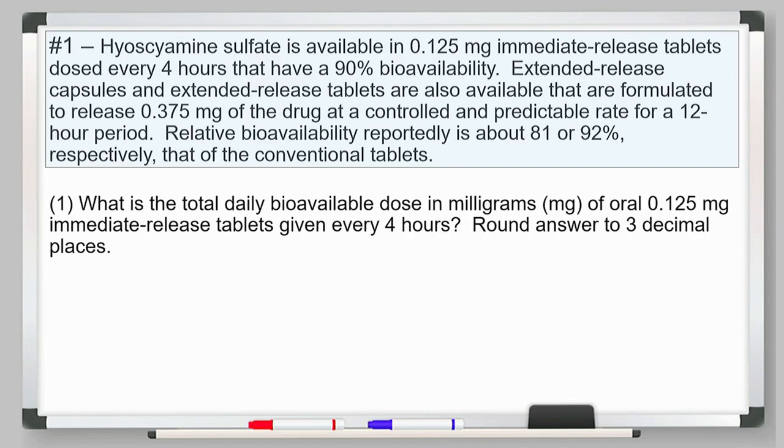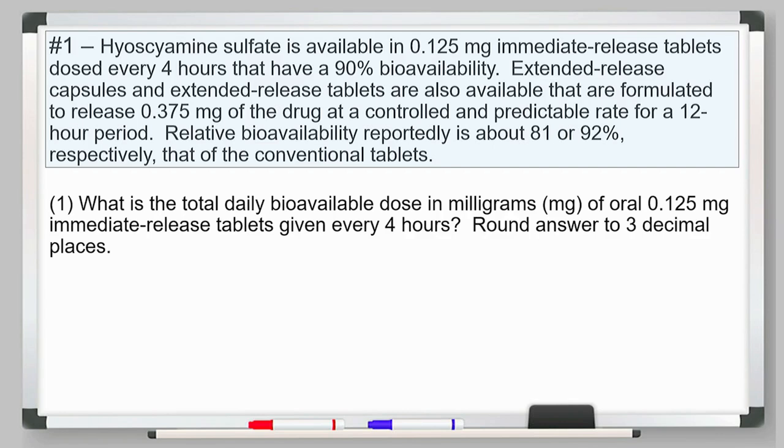If we have extended release capsules and tablets, one dosage form is a capsule, one is a tablet, but they're both extended release, and they are formulated to release a dose of 0.375 milligrams of the drug at a controlled rate. So you only have to do that every 12 hours instead of every 4 hours. However, the relative bioavailability reported is 81 and 92% respectively to that of the conventional tablets.